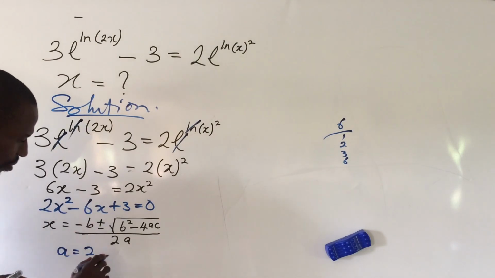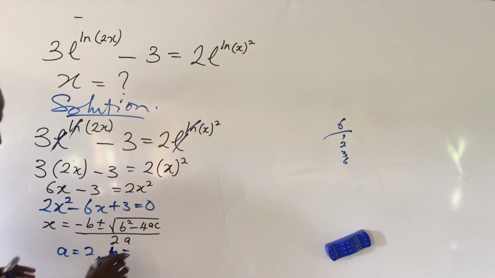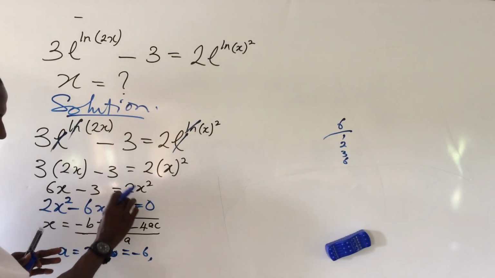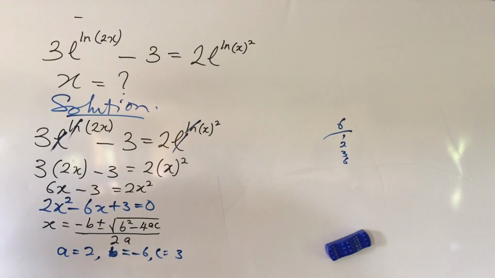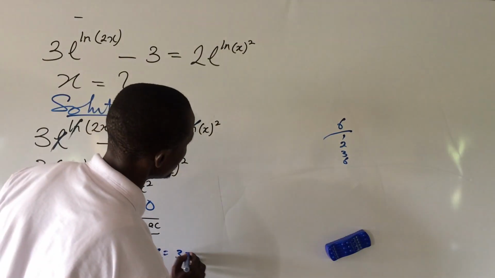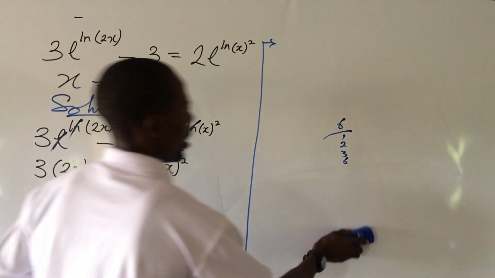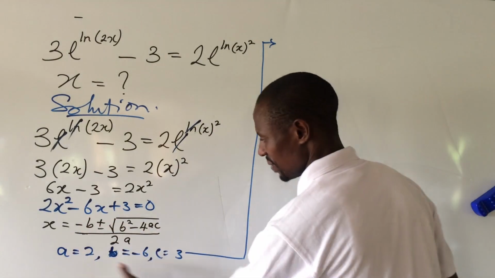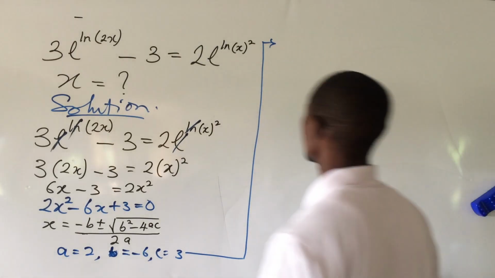The coefficient of x, which is b, is equal to minus 6. And the constant term, c, is equal to positive 3. And so from here, let's proceed and see what this gives us. Okay, so let's go ahead and substitute these values into this quadratic expression.